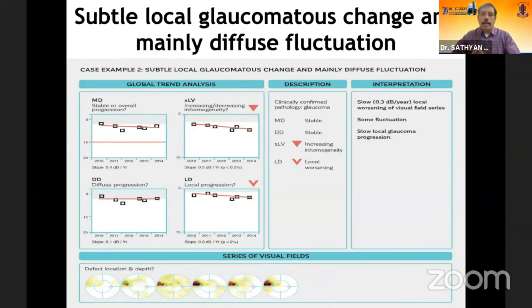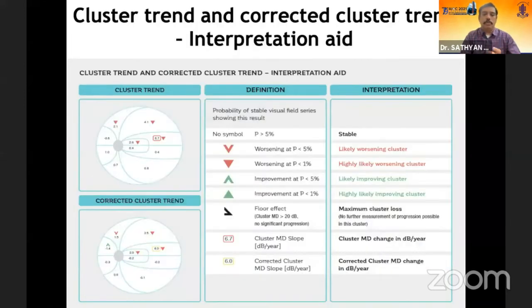And if you have a very localized glaucomatous change, just try to see this global trend analysis. You can see that the square root of loss variance is increasing, which means there is increasing inhomogeneity of the visual fields. That's why the SLV is high, and you can see the local progression, and the diffuse loss is almost stable. There is not much of a diffuse loss.